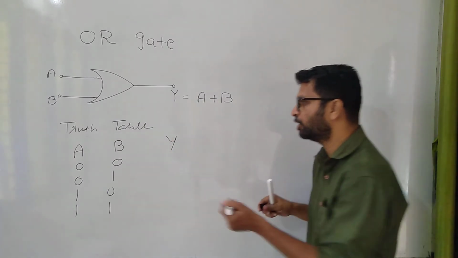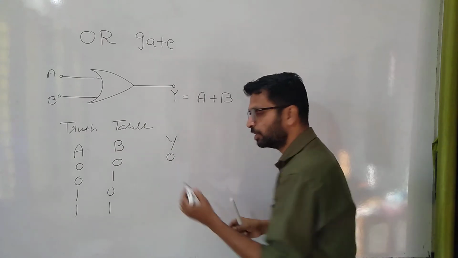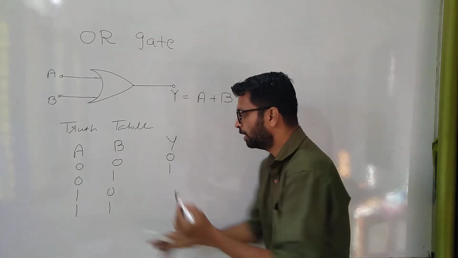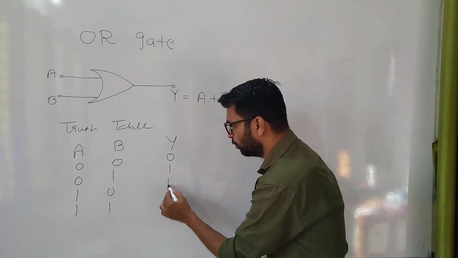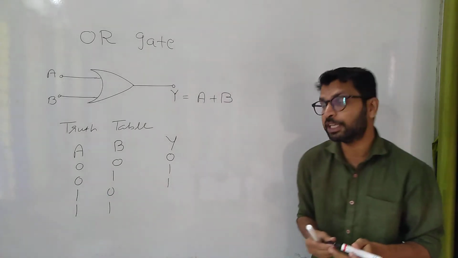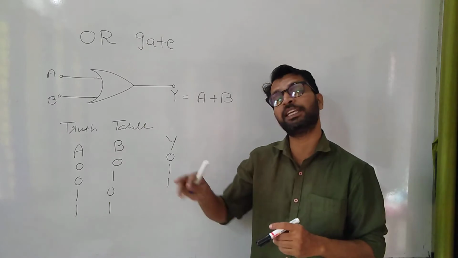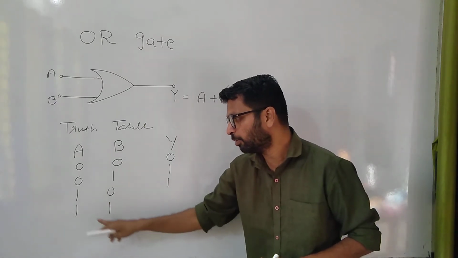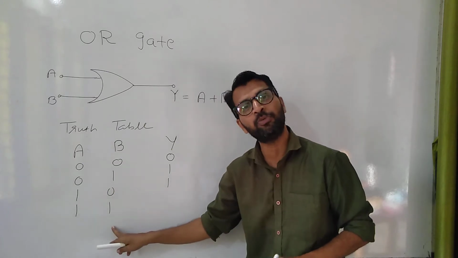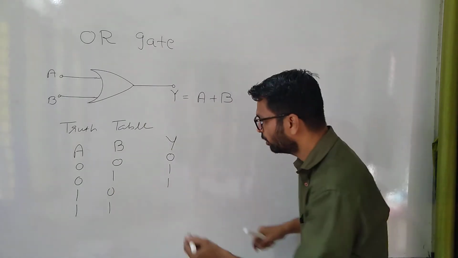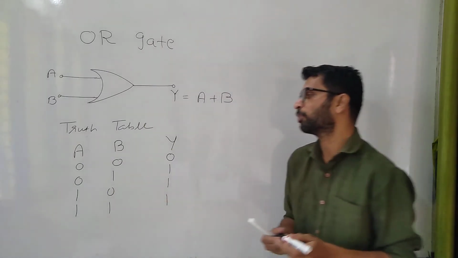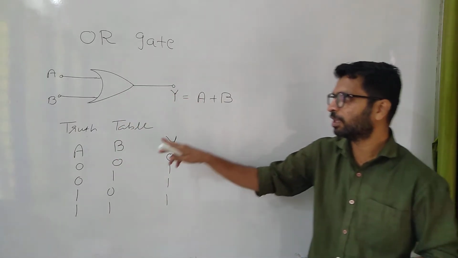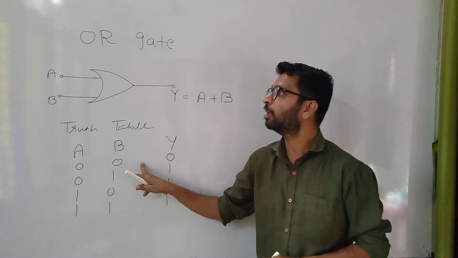So 0 plus 0 is 0. Then 0 plus 1 is 1. 1 plus 0 is 1. Now 1 plus 1 is not 2, because that is in mathematics. In electronics, as I said, 1 plus 1 means high voltage plus high voltage, which is equal to high voltage only. So that will be 1. So this is the symbol, this is the Boolean equation, and this is the truth table.